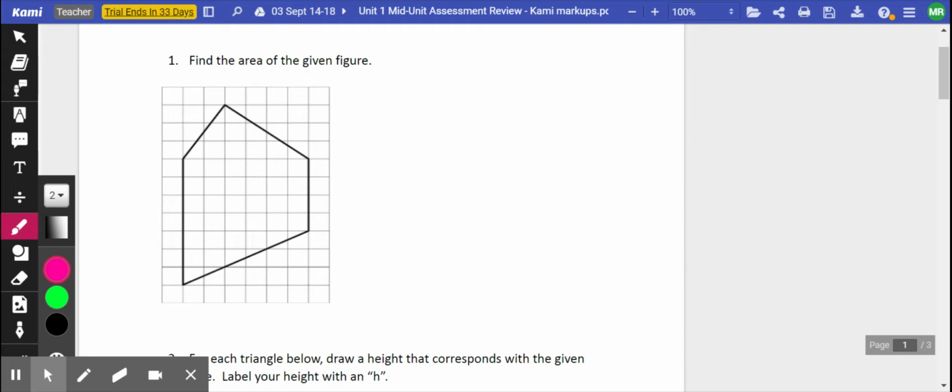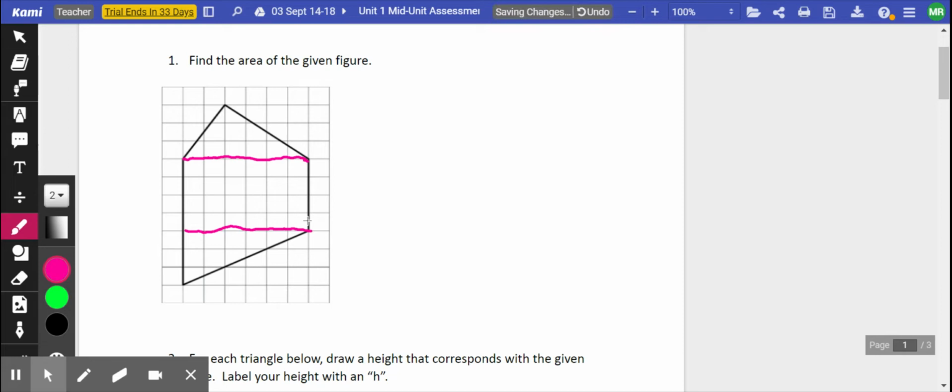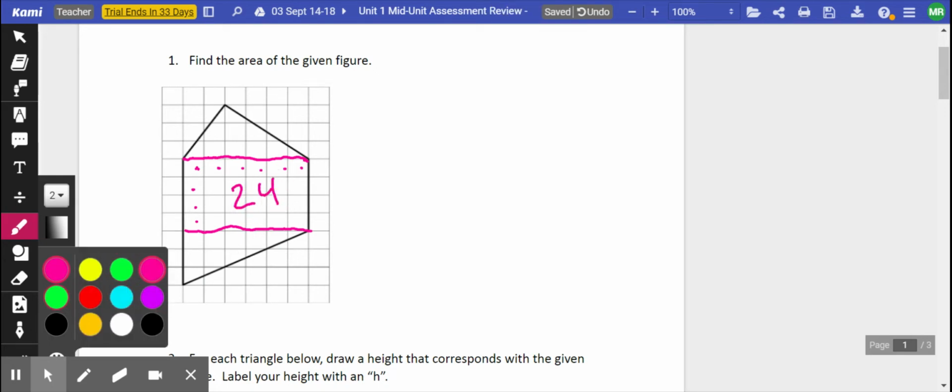Number one, we're asked to find the area of the given figure, which is a composite figure, so we need to decompose it into shapes that we have formulas for. At this point, we have formulas for rectangles, parallelograms, and triangles. So I'm going to decompose this into one rectangle and two triangles. The rectangle is 6 units by 4 units. 6 times 4 is 24. The area of the rectangle is 24 square units.